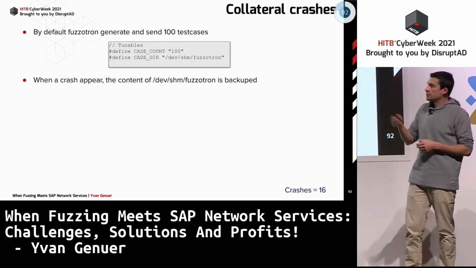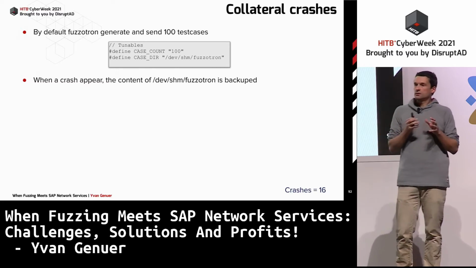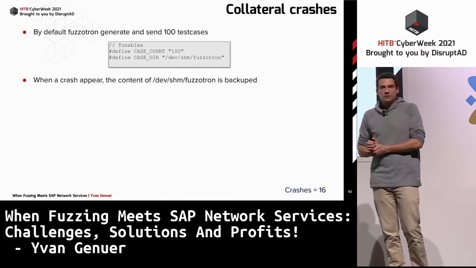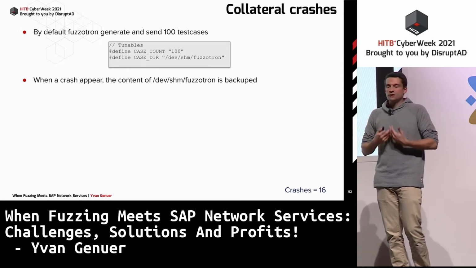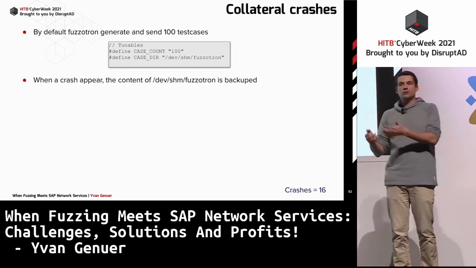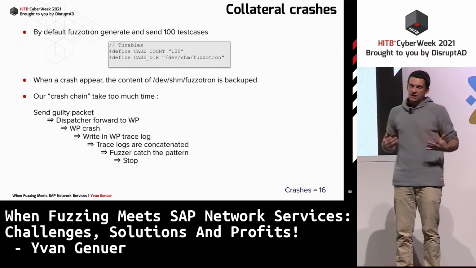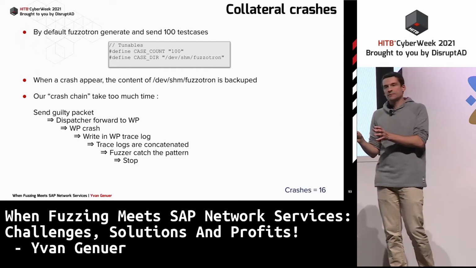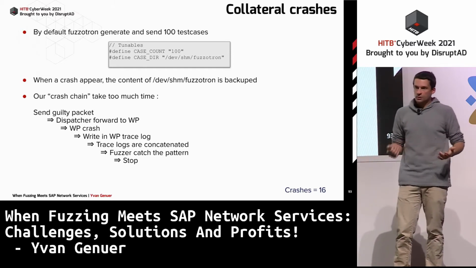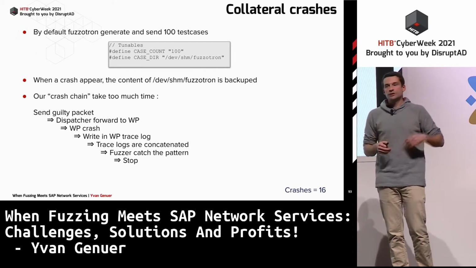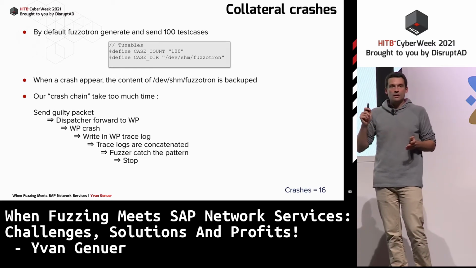Let me explain. This is a part of the Fuzzertron source. To be very simple, the Fuzzertron generates 100 test cases, sends these 100 test cases, and checks if the pattern is in the log file. If the pattern is not present in the log file, it just removes these test cases and generates a new 100 test cases, like that. And what we understood is the crash chain. The fuzzer sends the packet, the dispatcher handles the packet and forwards it to one work process. The work process handles the request, crashes, writes this crash information in the log file, restarts, then the log file is concatenated into one big log file, and then the fuzzer finds the pattern.